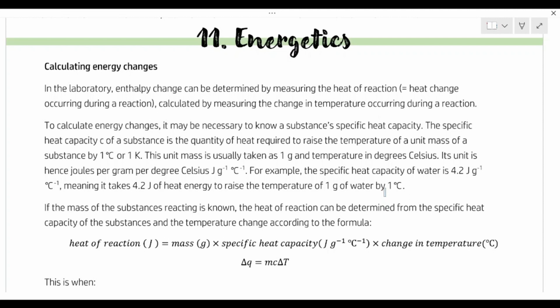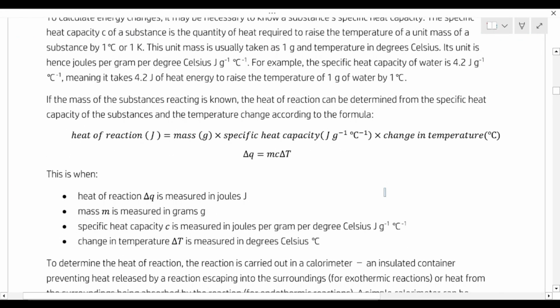Now, if you know the mass of the substances as well, then you can calculate the heat of reaction from this equation. The heat of reaction is equal to the mass times the specific heat capacity times the change in temperature. So delta Q, which is the heat of reaction, is equal to mc delta T. Heat of reaction is typically measured in joules, mass in grams, specific heat capacity in joules per gram per degree Celsius, and change in temperature, obviously, in degrees Celsius.